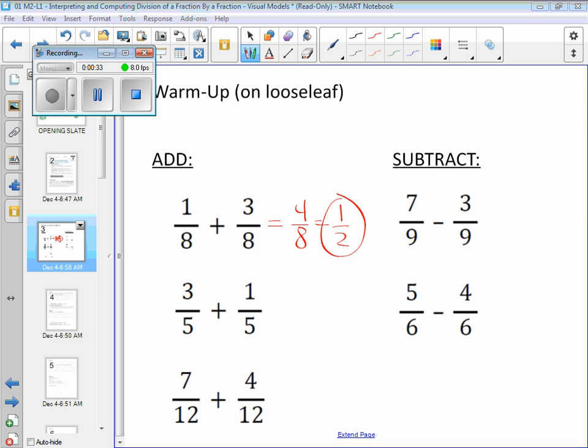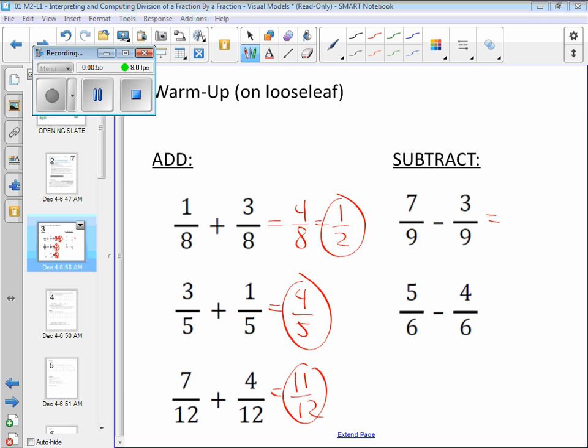3/5 plus 1/5. Charlie. 7/12 plus 4/12. Mad Dog. These are already simplified, so we can circle them. All right, let's do subtraction.